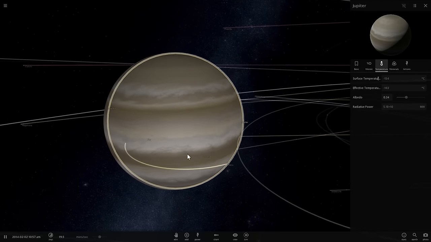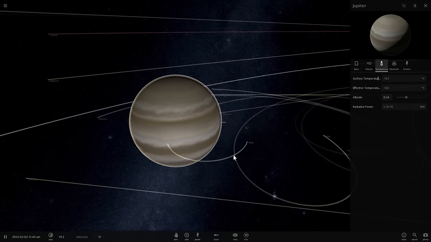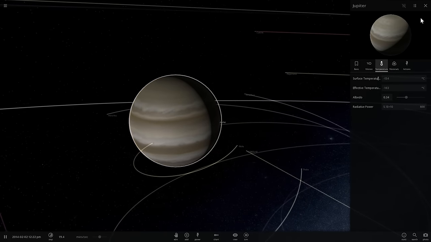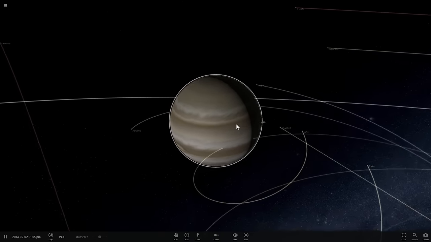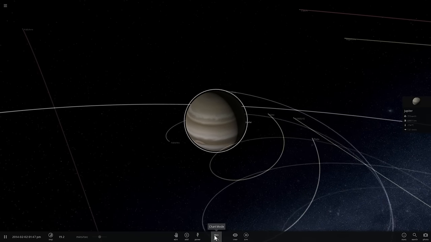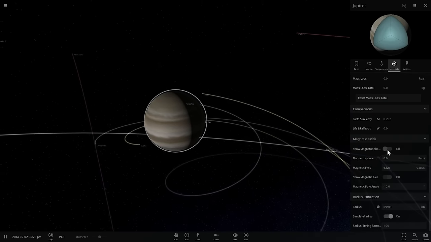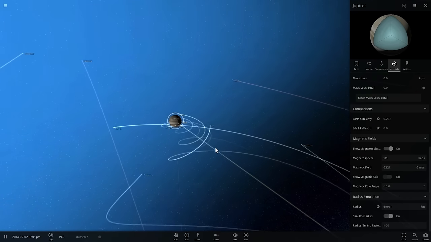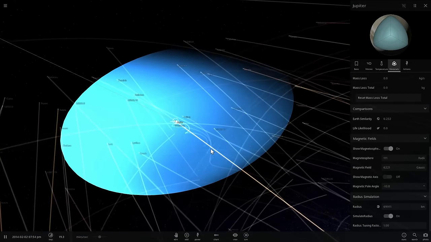And because there is such a large amount of liquid hydrogen on the inside that is also very metallic, that also creates a very powerful magnetic field that I'm going to enable right here just to show you what it's like. So this is how large it is. It's actually very, very big.